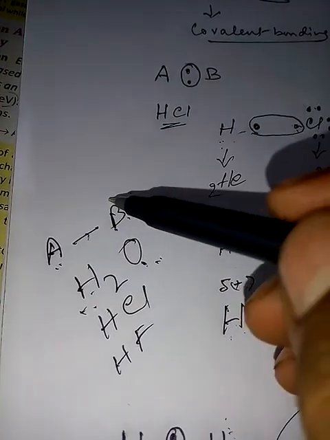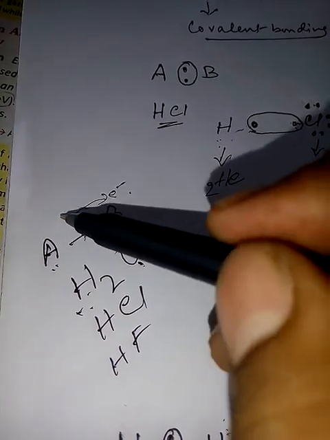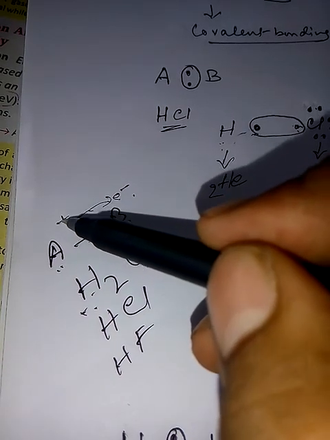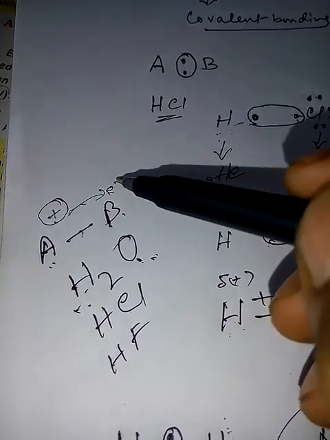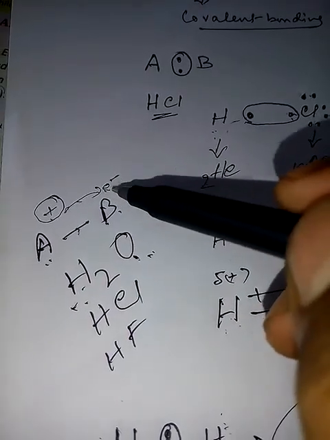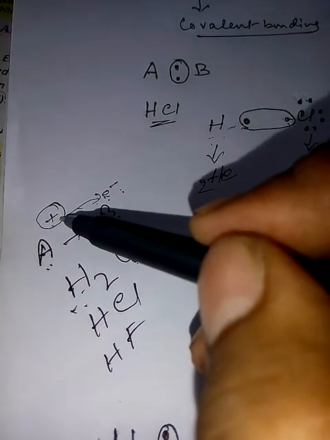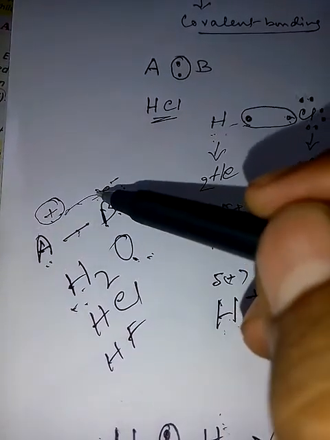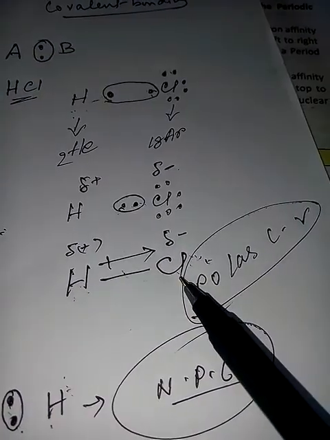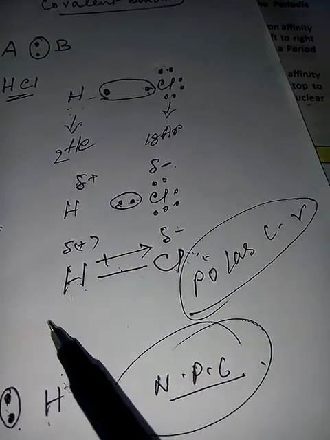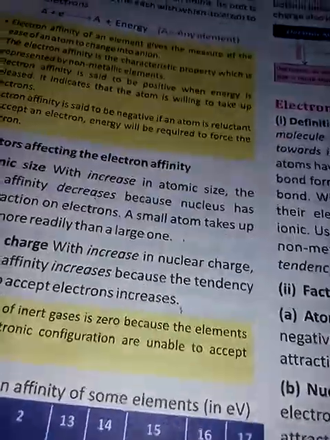Partial negative charge is always developed on the side where the electron gets shifted, and partial positive charge is developed on the side from where the electron is shifted, understood? So in this case you can see hydrogen has a partial positive charge and chlorine has a partial negative charge. So this is a polar covalent compound, okay.